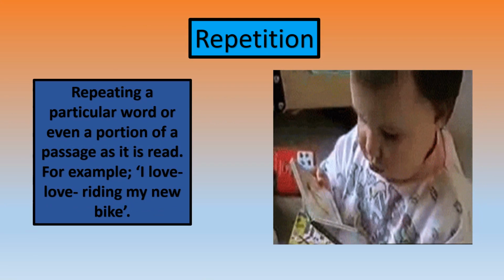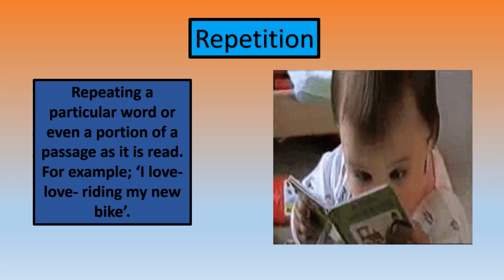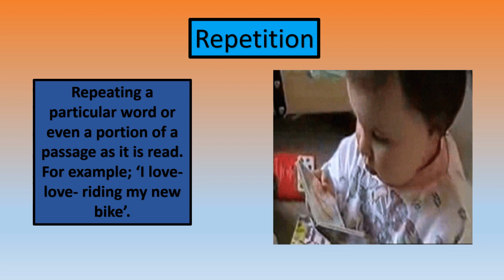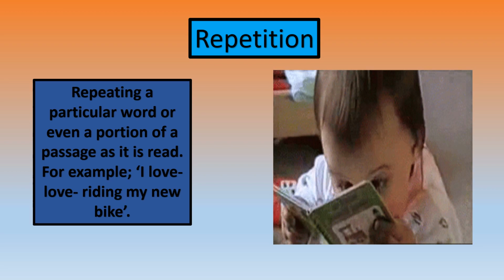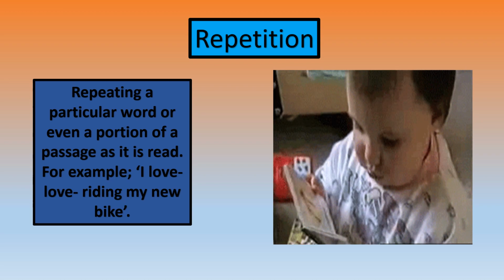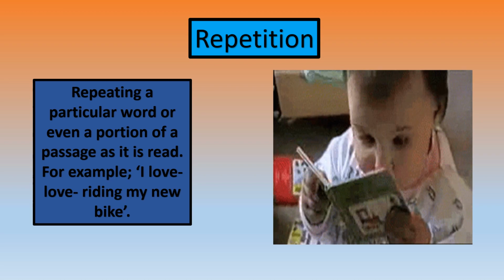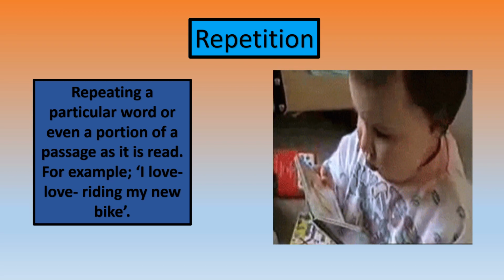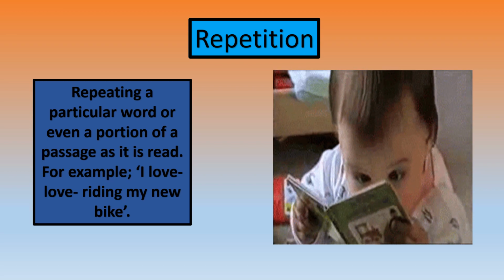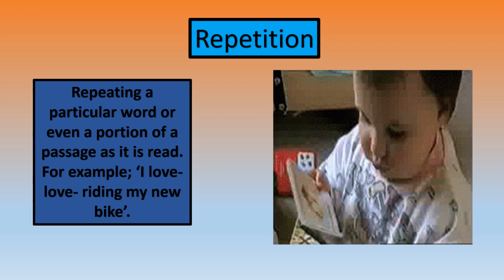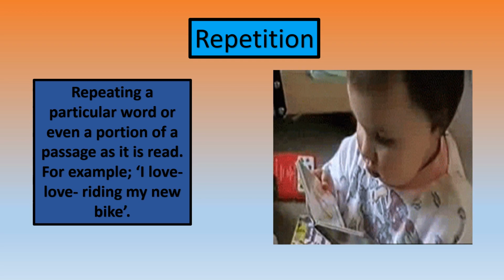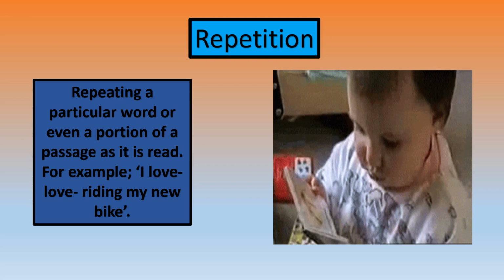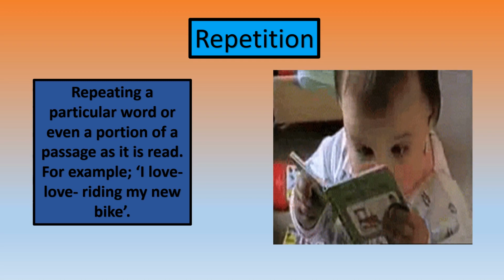Next, we have repetition. This is another reading miscue. This is basically repeating a particular word or even a portion of a passage as it is read. For example, the reader might read, I love love riding my new bike. And you see where the word love was repeated.